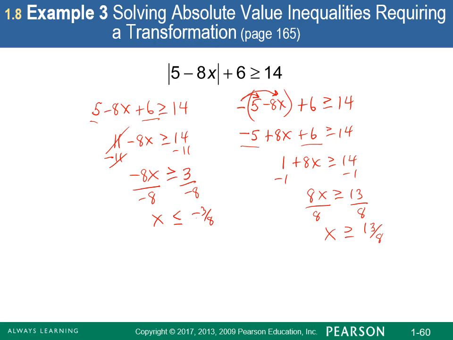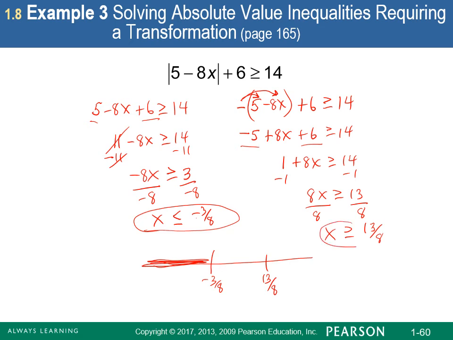However, just like we've been doing, here's a line, here's a -3/8, here's a 13/8. We're shading to the left of the -3/8. We're shading to the right of the 13/8. There is a solid dot at the -3/8 and a solid dot at the 13/8.